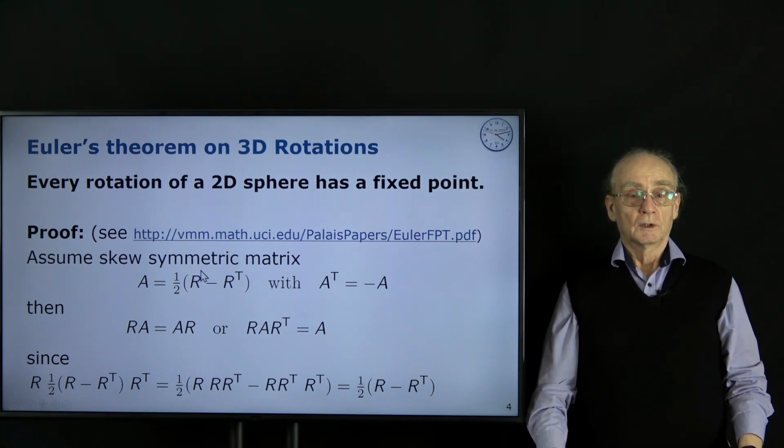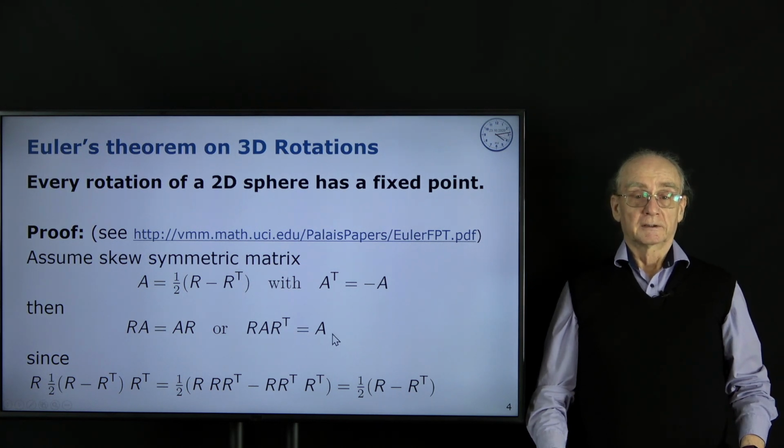So why is this so? This is easy: if we take the transpose of A, we get R transposed minus R, which is actually the negative of what you have here. So this is easy to see. And then we can show, and this is one line, that we can exchange the product RA into AR, or if we multiply A from the left with R and from the right with R transposed, we again get A.